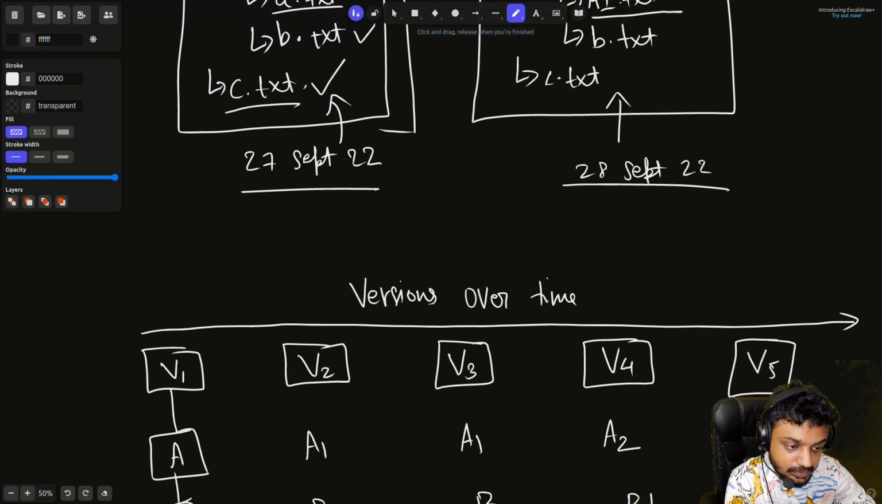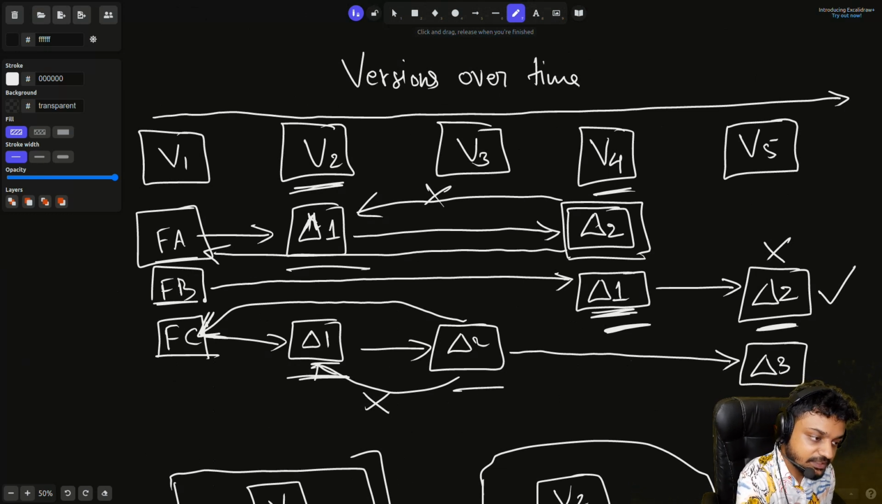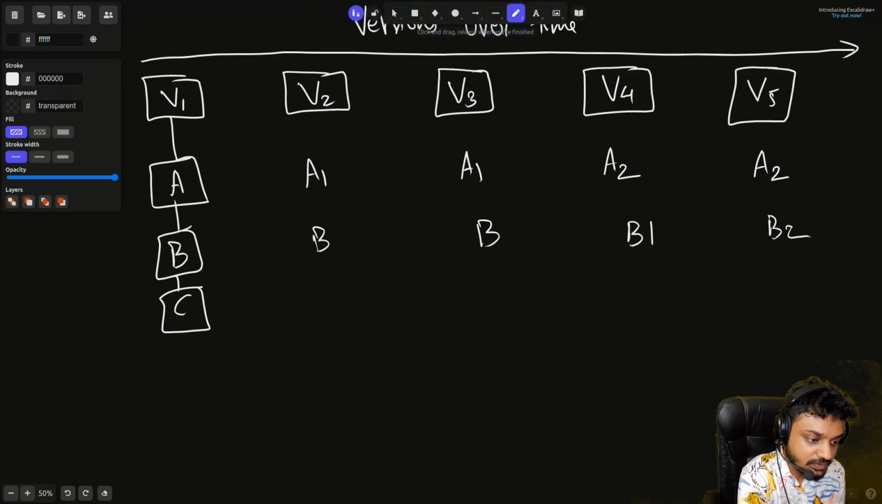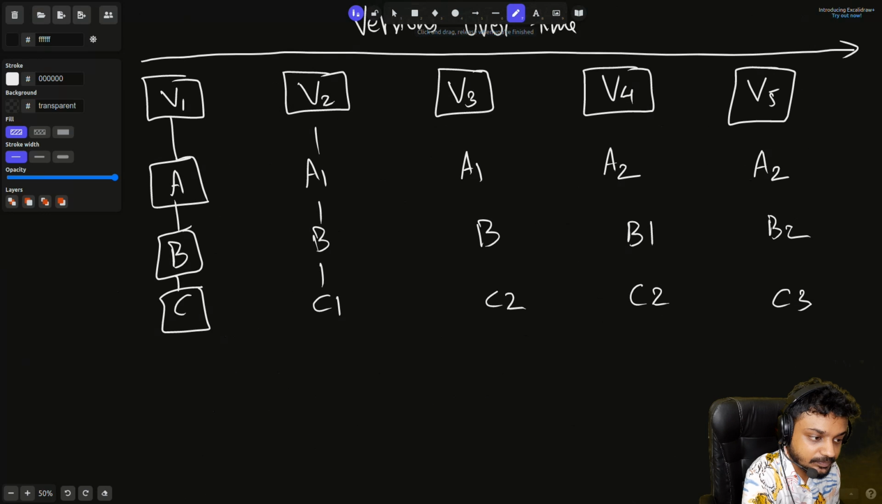And if we go check out file C, right, then we had a change here in v2, we had a change here in v3, and we had a change here in v5, right? So here we'll have C1, we'll have C2, here we'll again have C2 since no changes were made to it, and then we'll have C3, right? So that's how Git maintains it, right?